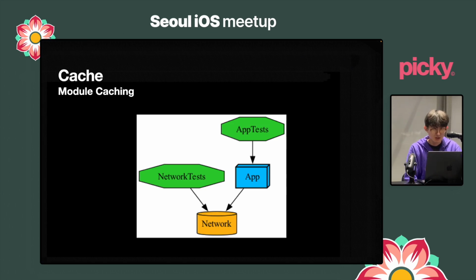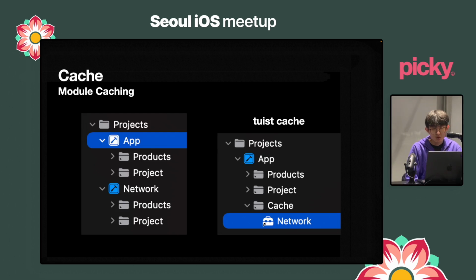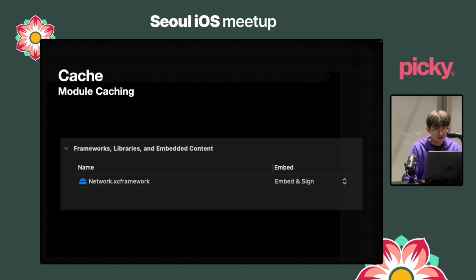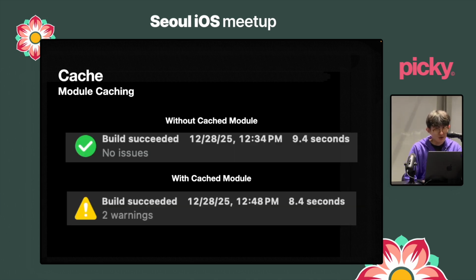Next is module cache. It means binary caching. Imagine we have an app that depends on the network module. The workspace looks like this. The cache command maps modules with binaries and uploads them to the cloud. Binary means xcframework. Binary makes builds faster, but not much faster here because my MacBook used slow Wi-Fi to download the cache.